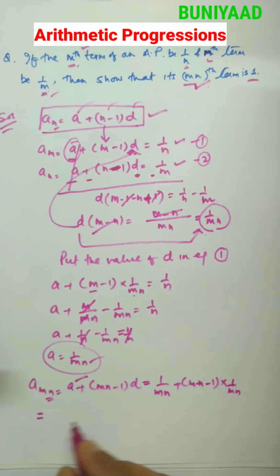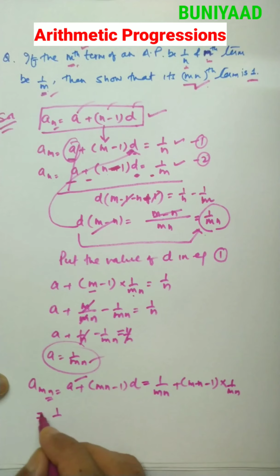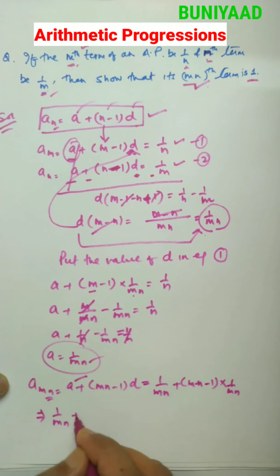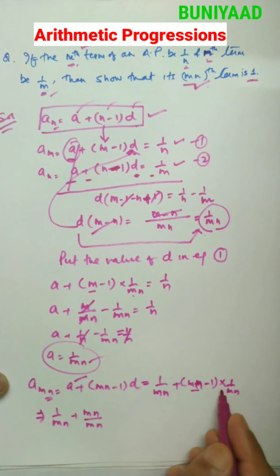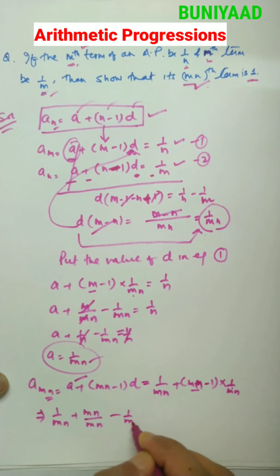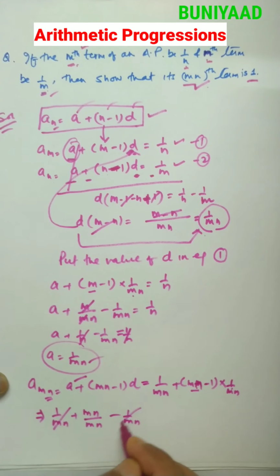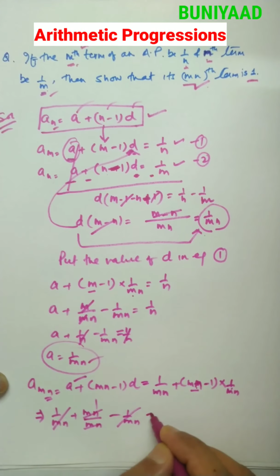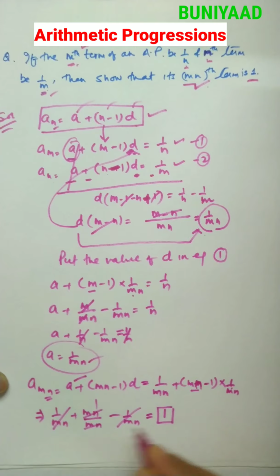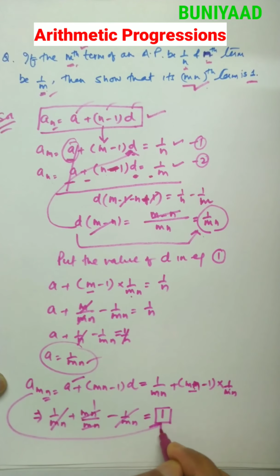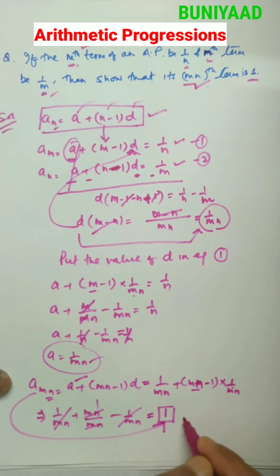On simplification, it gives you 1 by mn plus mn by mn, this into this, minus 1 by mn. It got cancelled. mn by mn is 1, so you got 1. So a mn is 1. You got the value of a mn is 1.